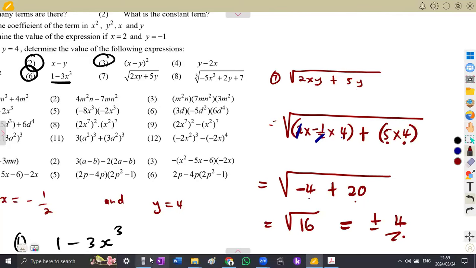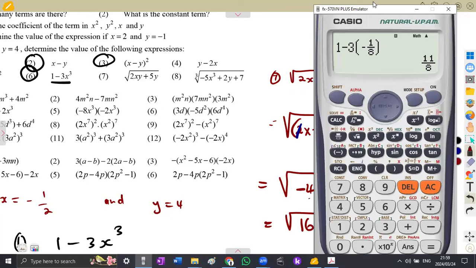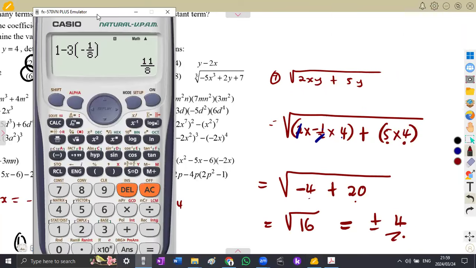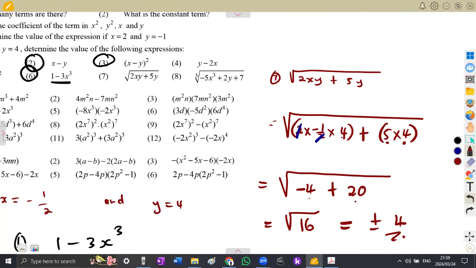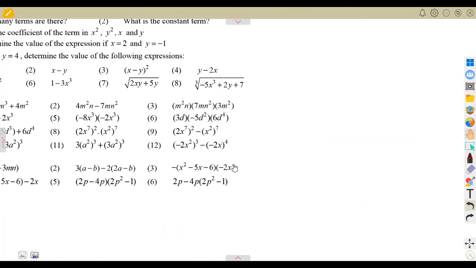As it is on your calculator. What are we having? This is a single part that we are having here. So it's going to be the square root of 2 times -1/2, -1/2 times 4, plus, what are we going to have? 5 times 4. So this is 5 times 4, and this is 4. But knowing that the square root of any number is what? Plus or minus. That's the idea there. Square root of any number is plus or minus.